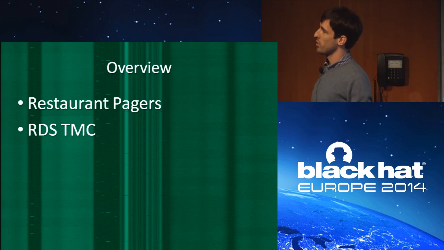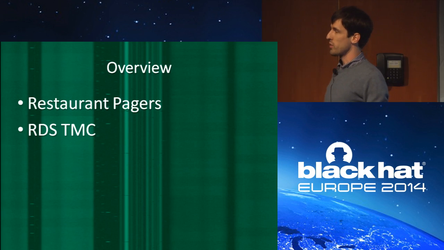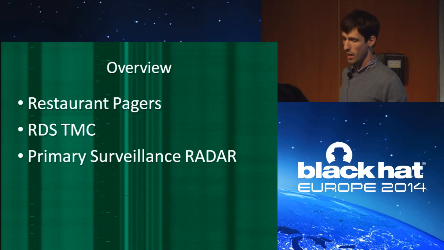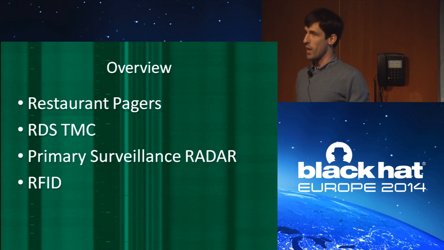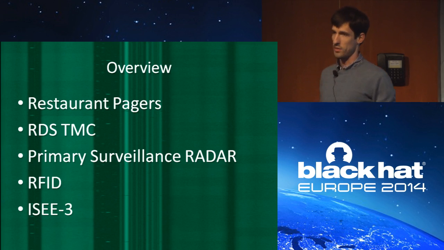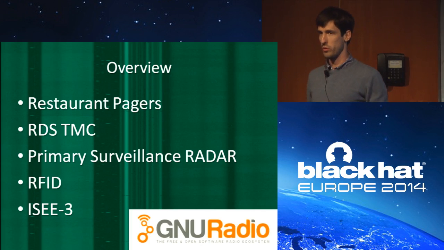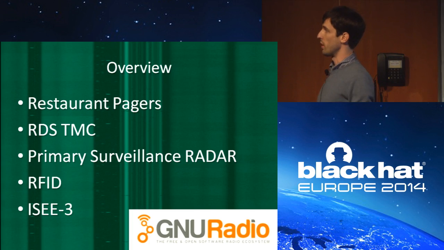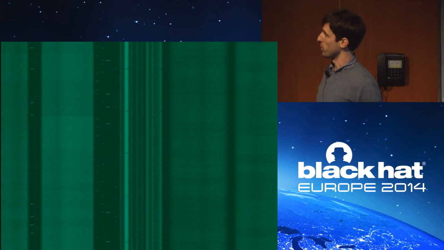So I'd like to show you what you can do, have a bit of fun with restaurant pages, the radio data service, and specifically its traffic message channel, and primary surveillance radar at airports, RFID systems, and I might come back to the space probe. A lot of this is done with open source software, and particularly this open source software defined radio framework, or DSP framework, called GNU Radio. It's absolutely fantastic, very vibrant community.